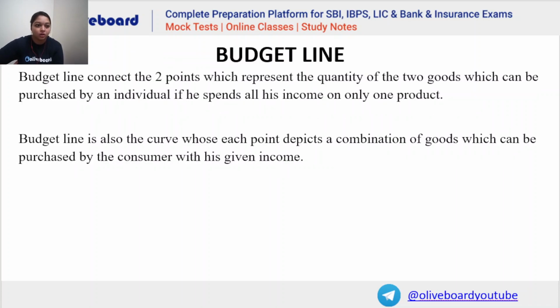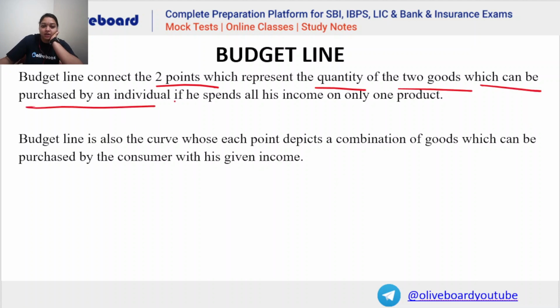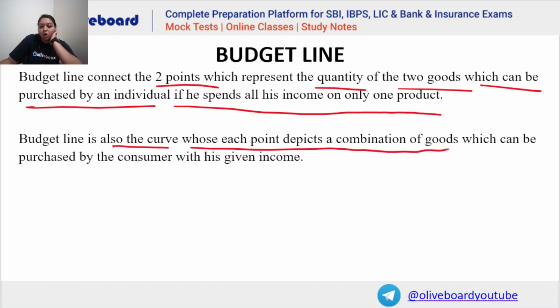Okay. Now what is a budget line? So indifference curve, we know it is a downward sloping curve. What is a budget line? A budget line is a line that connects two points which represent the quantity of two goods which can be purchased by an individual if he spends all his income on only one product. Or a budget line is also the curve whose each point depicts a combination of goods which can be purchased by the consumer with his given income.